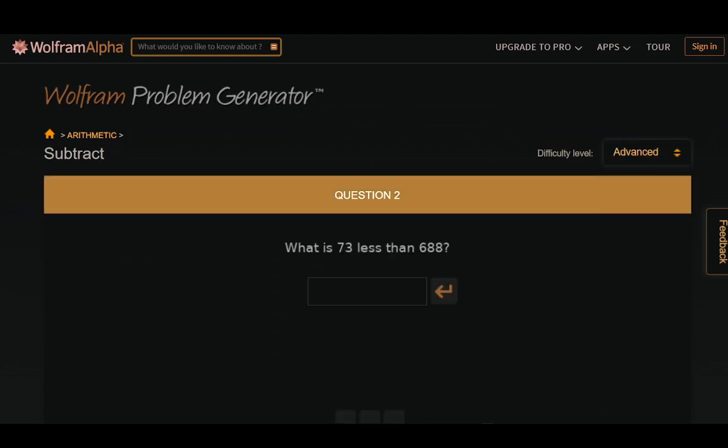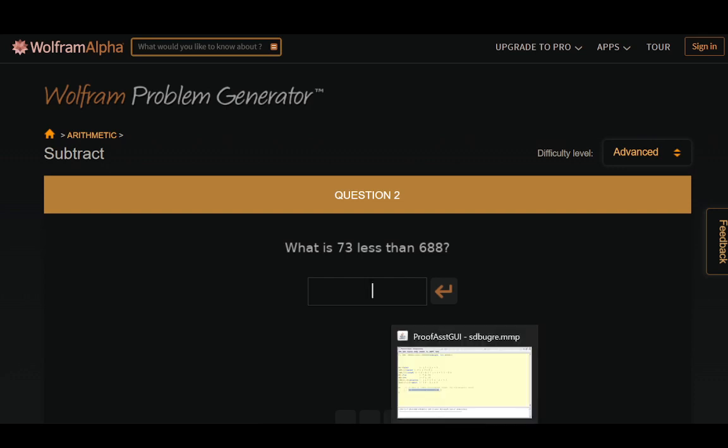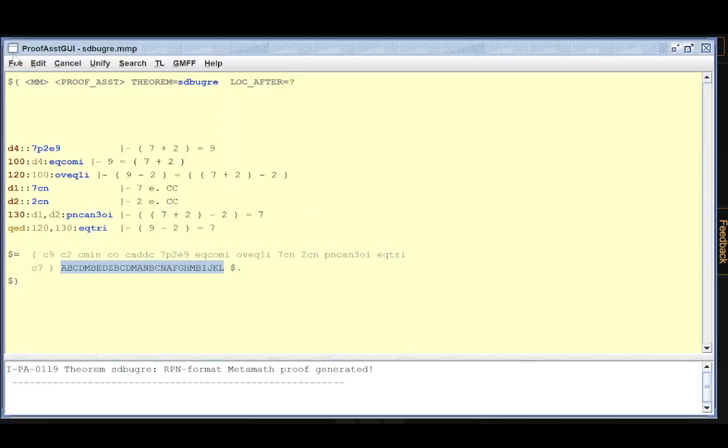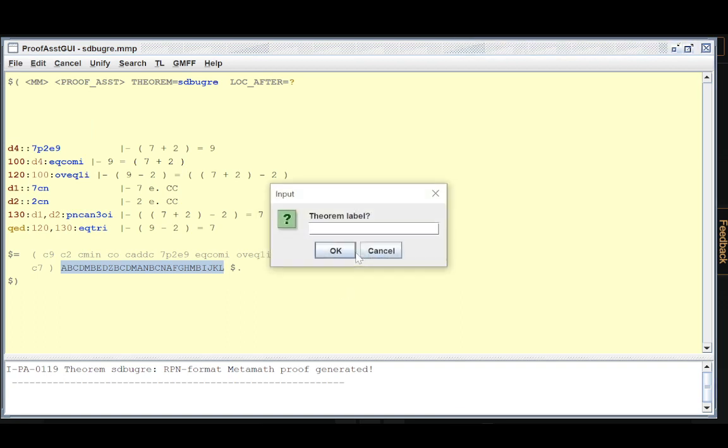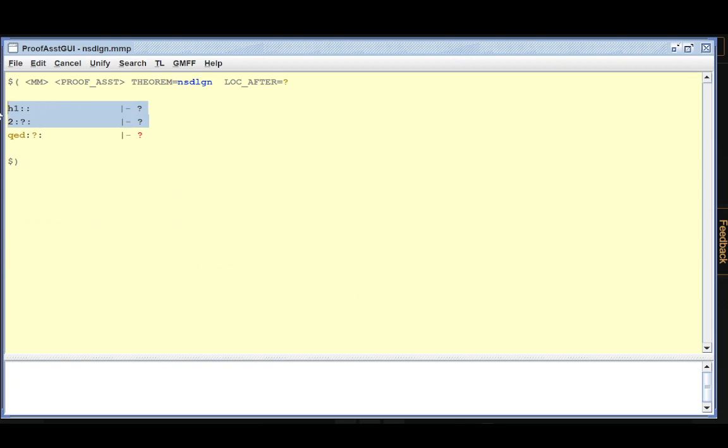Okay, and one of the things I wanted to... what is 73 less than 688? Okay, well, let's try it. So 688 minus 73. Any proof? I do not want to save my changes. The theorem label will be this. Okay, QED. So let's use the semicolon notation. As I talked about, that's semicolon 68 times 10 plus 8, and that's semicolon 6 times 10 plus 8, right?